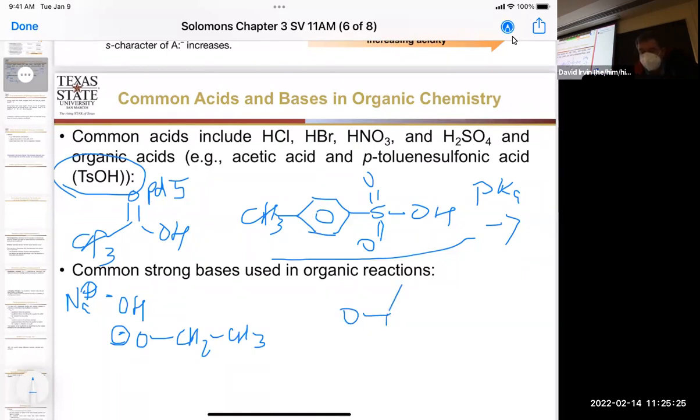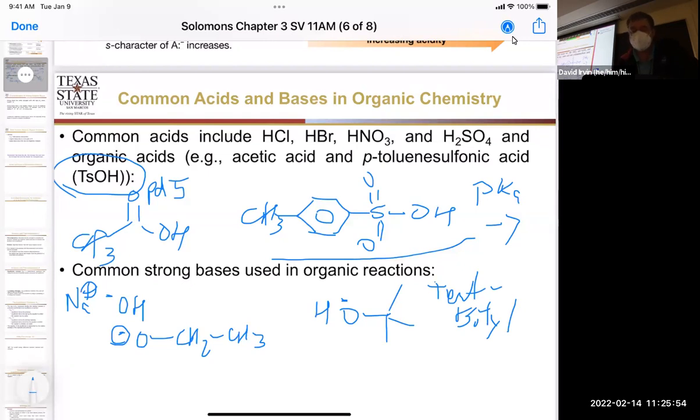And then another very common base that we're going to use is if you take the tert-butyl alcohol here and remove that proton, it becomes tert-butoxide, or tertiary butoxide. When we remove that proton, that also becomes a very, very strong base. So those are the oxygen-based organic bases we're going to deal with.